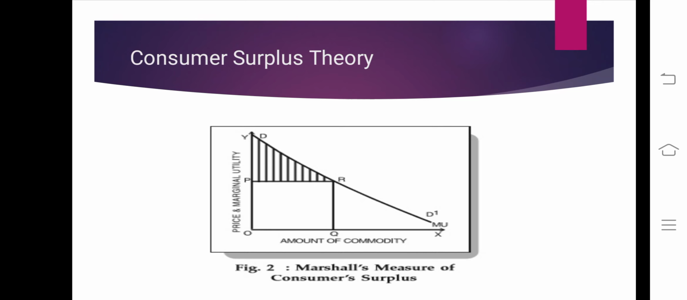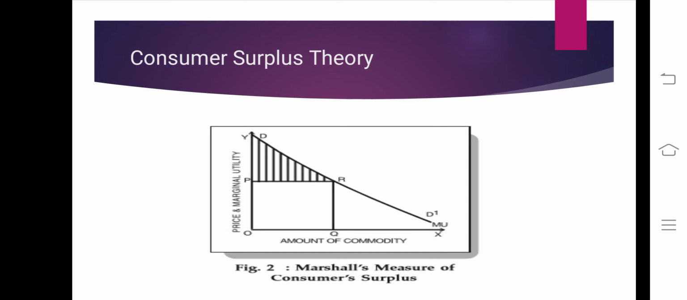And here you can see this OP on the y axis. This OP is the price of a unit of the commodity. The consumer is in equilibrium only when he purchases OQ units. In other words, we can say that marginal utility is equal to the price OP.